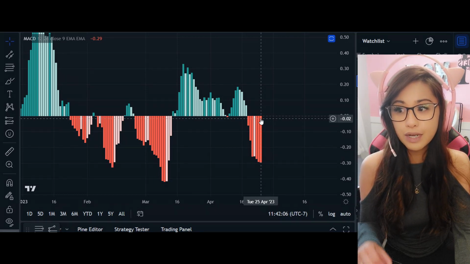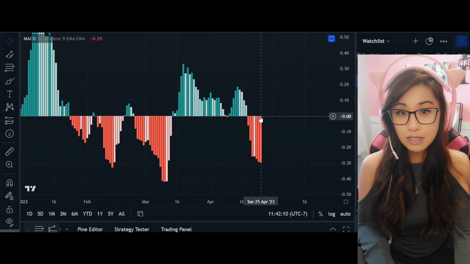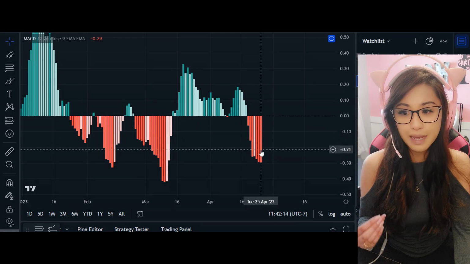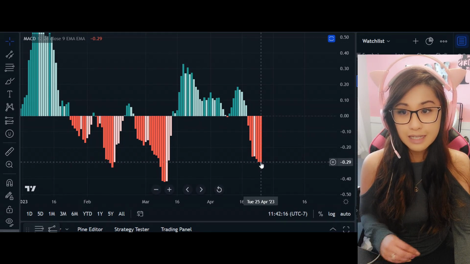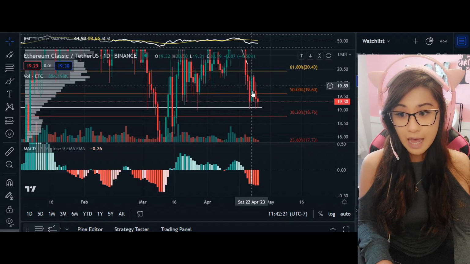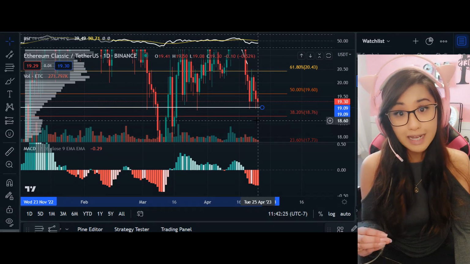negative 0.29 points. Anything below zero, we are going to be taking a look at a bearish market, and how big and strong that negative number is determines how strong that momentum is. And coming down to that area of support is just an alert warning sign here.